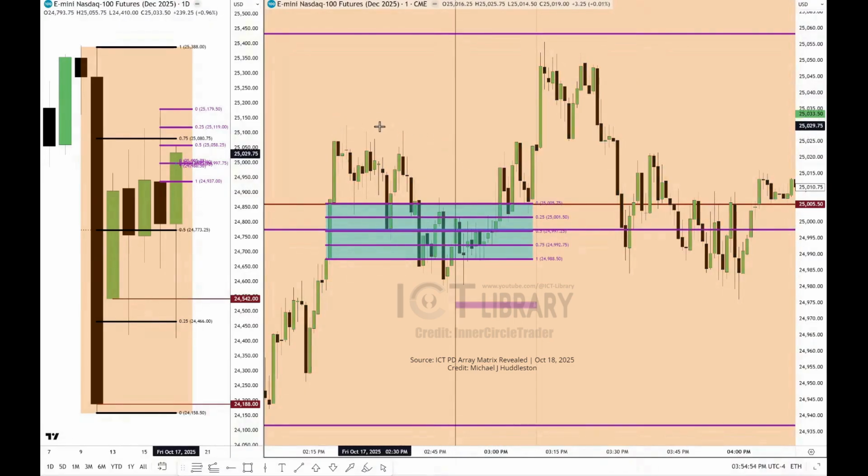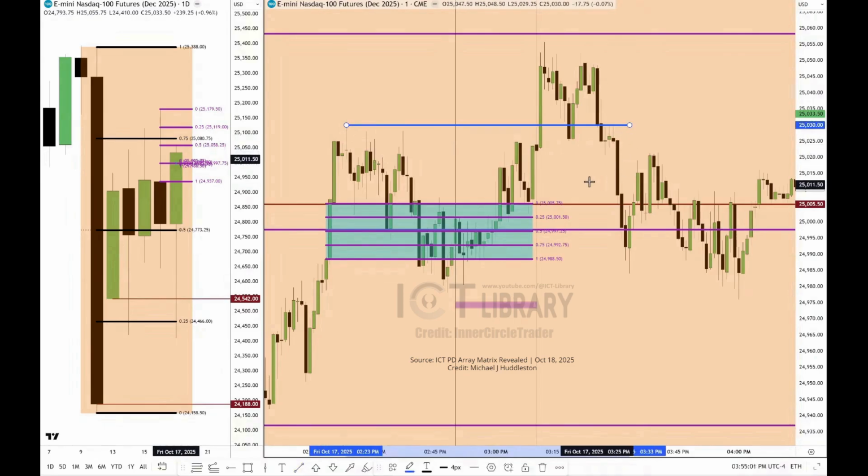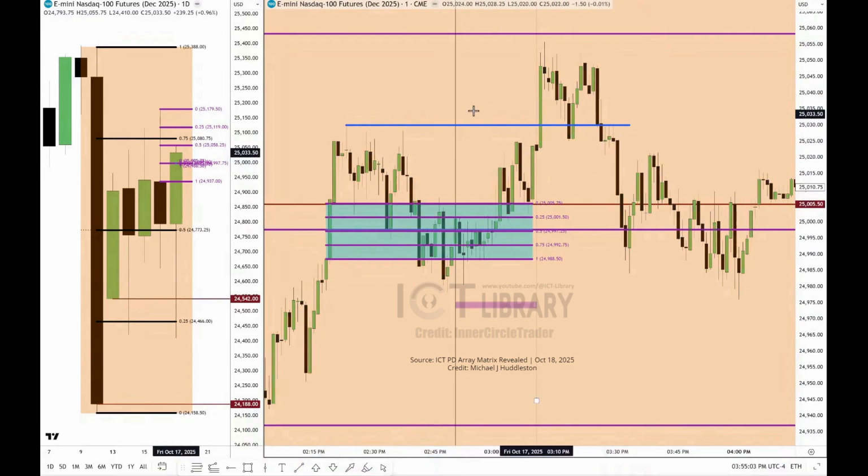Relative equal highs. Last hour, it's only a scalper's market. Run up, take the liquidity out. You have a quadrant here and a quadrant here. If it's the last hour trading, do you want to see it rip and run? No, you're not expecting that.